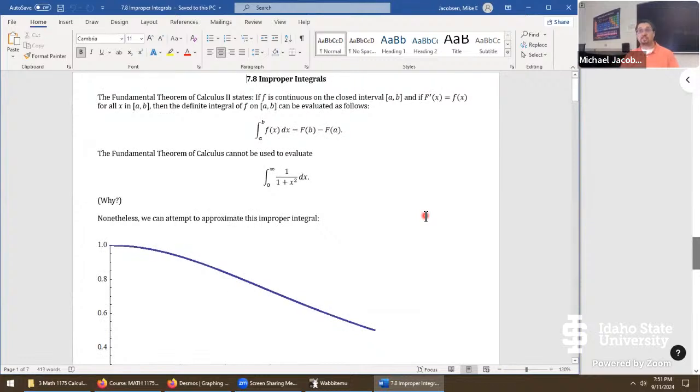So improper integrals. There's a couple types that we're going to be taking a look at. But what makes an integral improper is whenever you have a problem with potentially the limits of integration, or you have a problem with the function itself. Here, the problem is the limits of integration are infinite. So that means you can't use the fundamental theorem of calculus whatsoever.